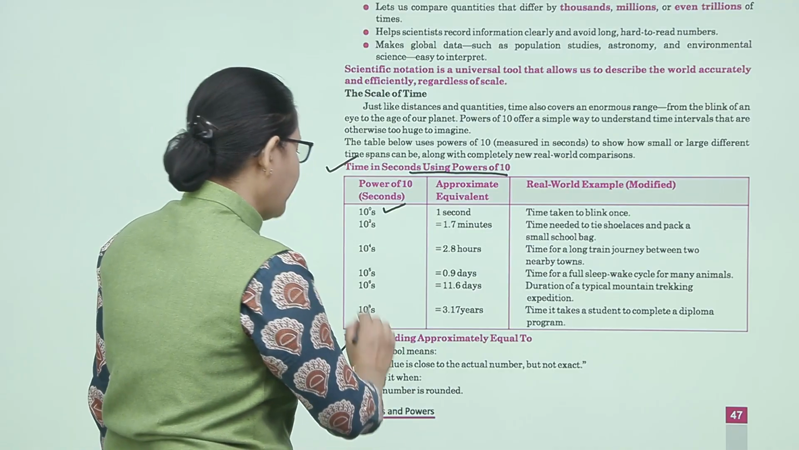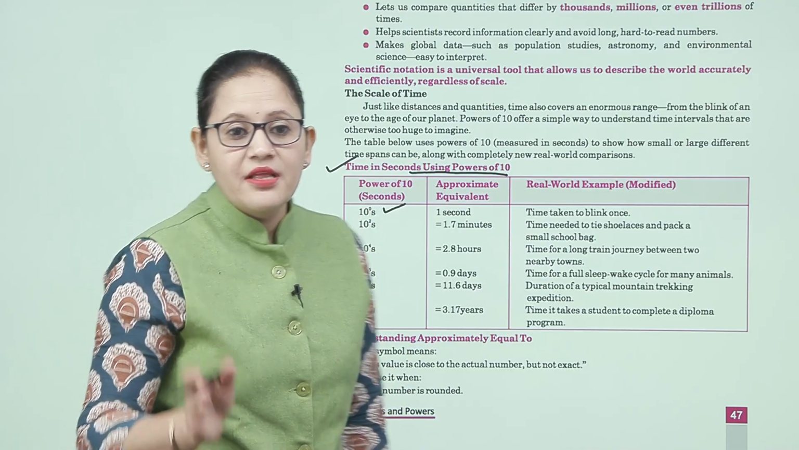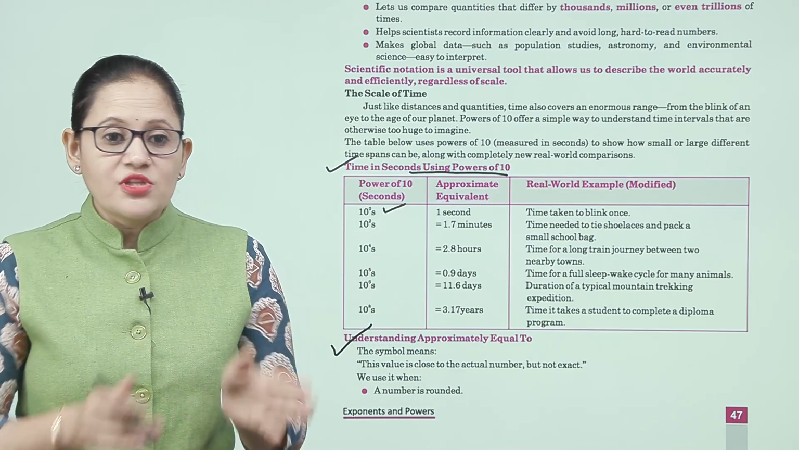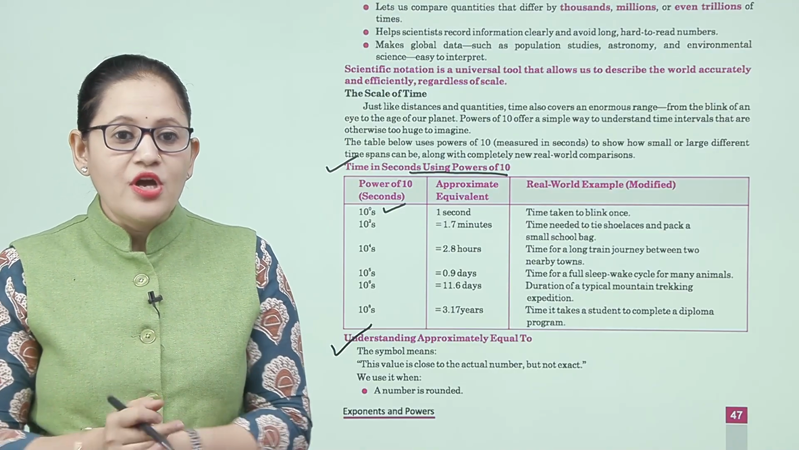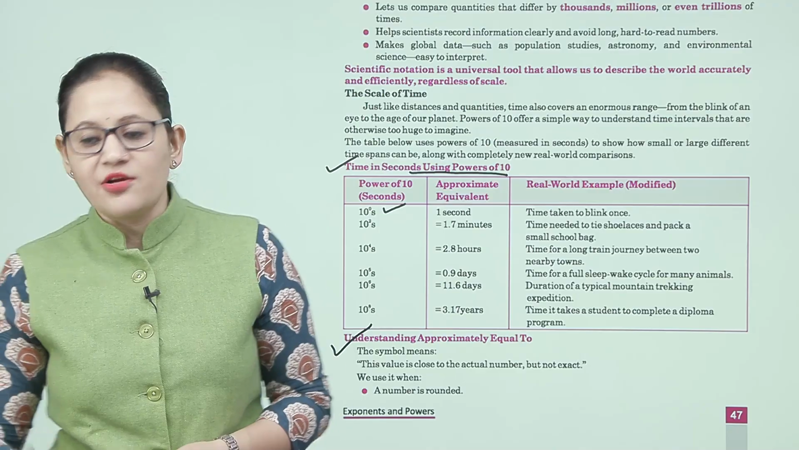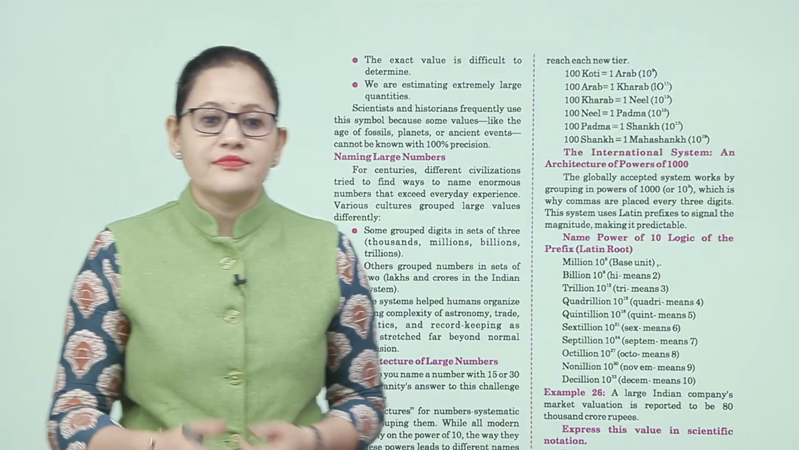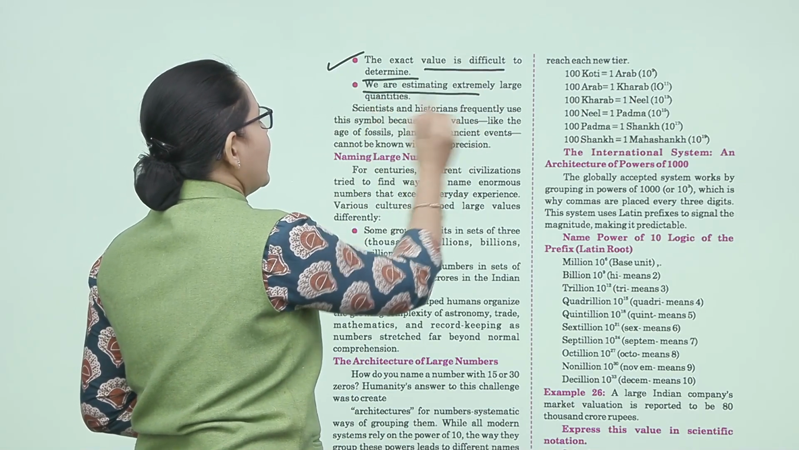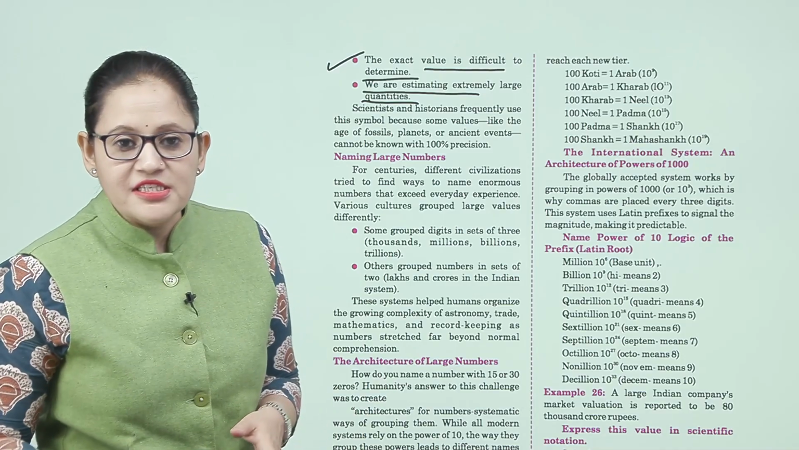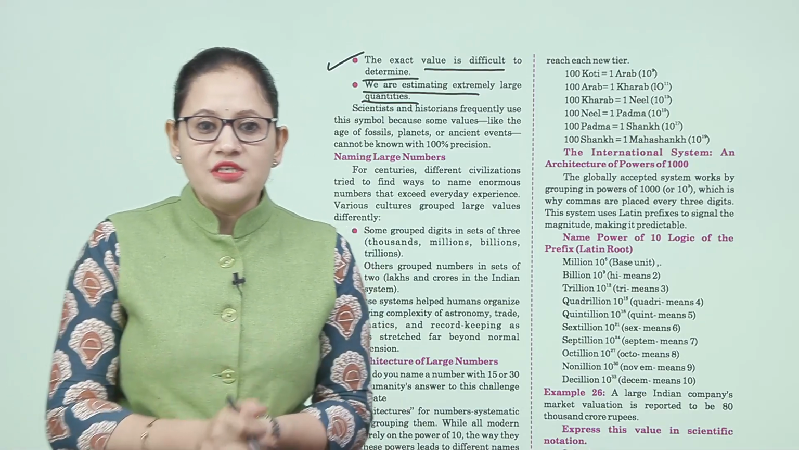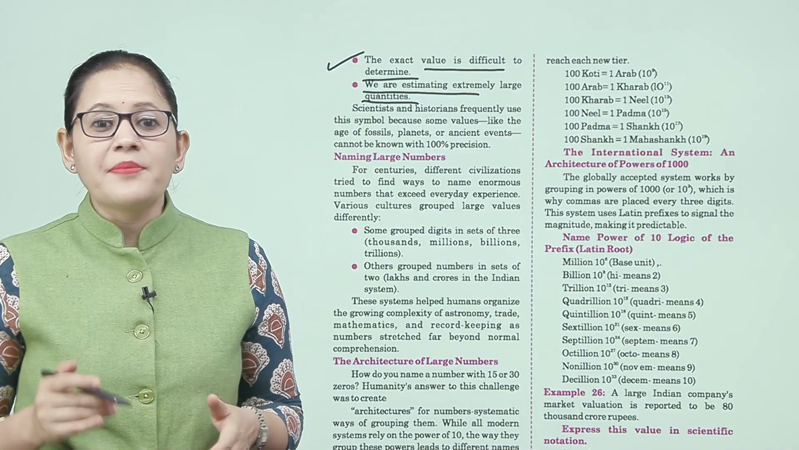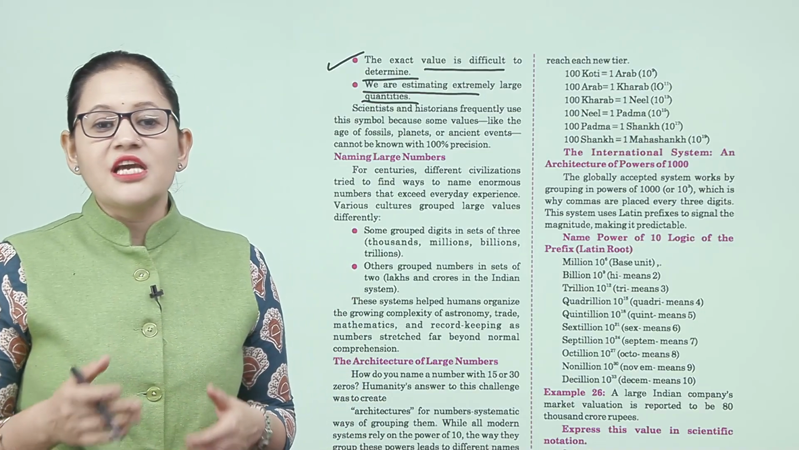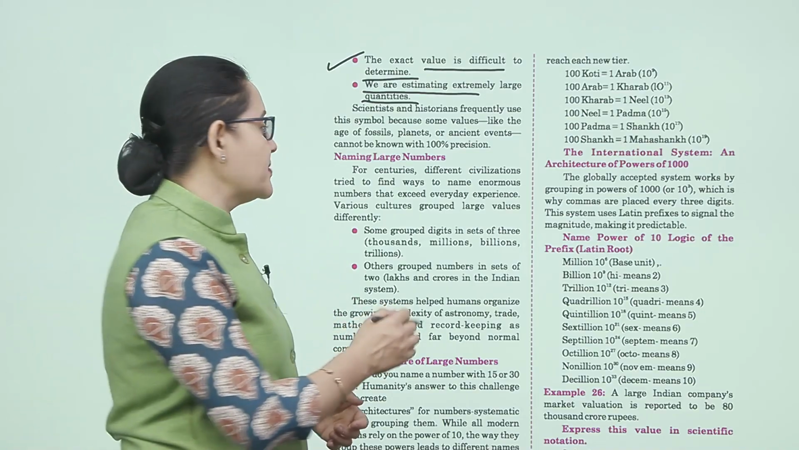Next, understanding approximately equal to. The symbol means this value is close to the actual number but not exact. So this is close to the actual value but not the exact value. We use it when a number is rounded, the exact value is difficult to determine, or we are estimating extremely large quantities. Scientists and historians frequently use this symbol because some values like the age of fossils, planets and ancient events cannot be known with 100% precision.